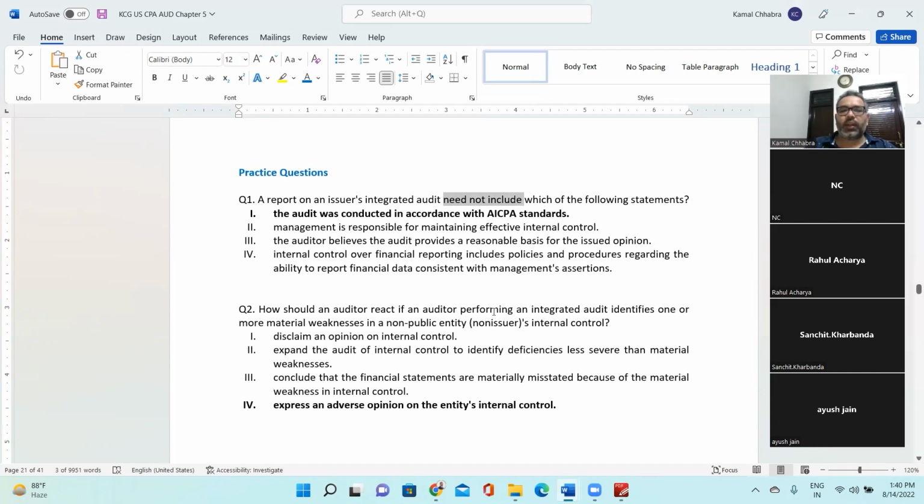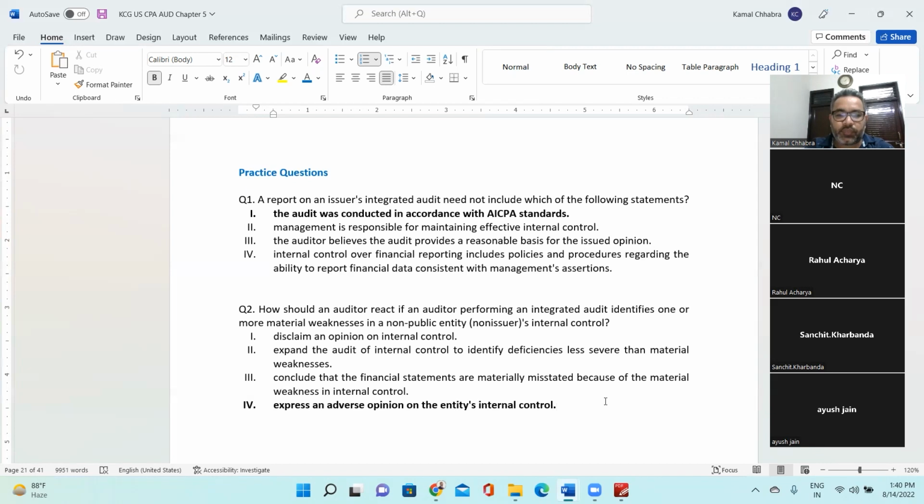Yes, sir. Last question of the day. How should an auditor react if an auditor performing an integrated audit identifies one or more material weaknesses? You have identified one or more material weaknesses of a non-public entity. That means a non-issuer. So for a non-issuer, you are doing an integrated audit and you have identified more than one material weakness. So what will you be doing?